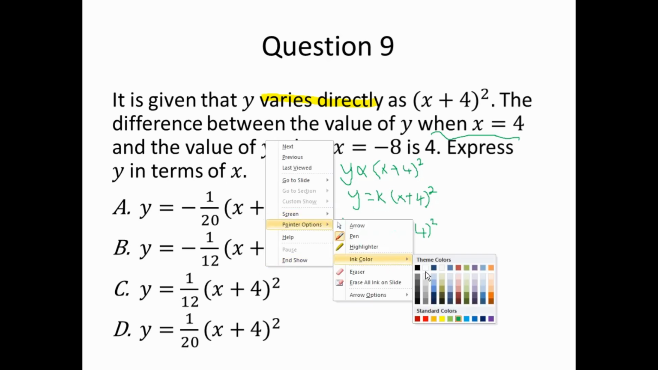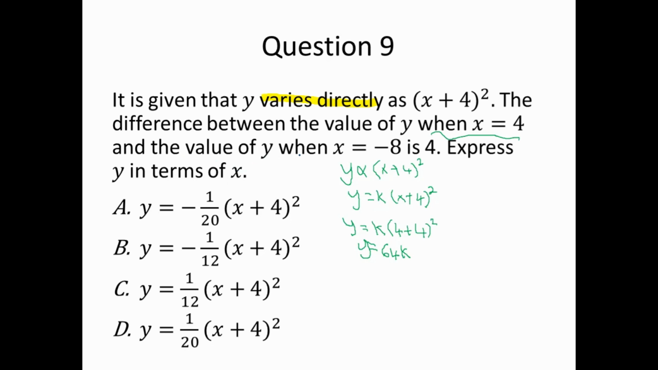Another one, the value of y when x equals negative 8. So now we substitute x equals negative 8. So you will have y equals k times (negative 8 plus 4) squared. Negative 8 plus 4 is negative 4. Negative 4 squared, you will have 16k.